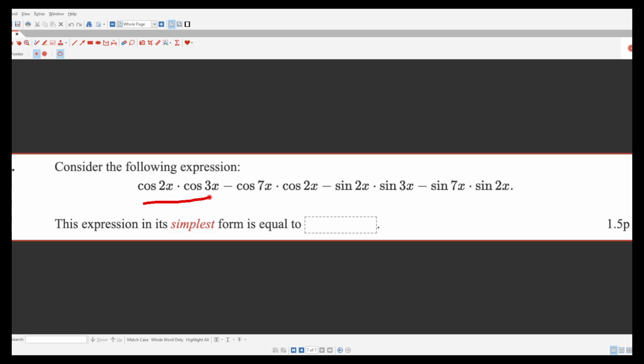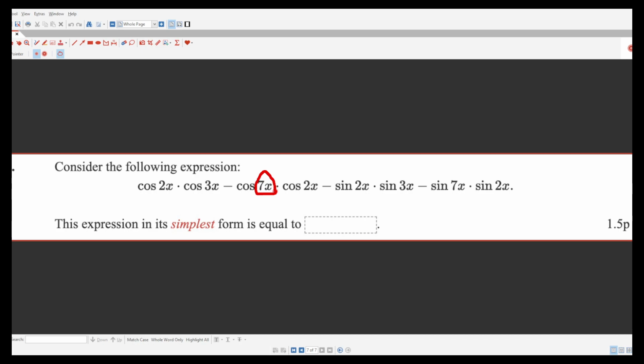Okay, so how many terms are involved? 4. But each one of these formulas have 2. So it means that it should be a pair of 2, another pair of 2. And this is also helpful to look at this one. You see, I have 2x and 3x here. I have 2x and 3x here. So it indicates that maybe this is a good idea to take this one with that one.